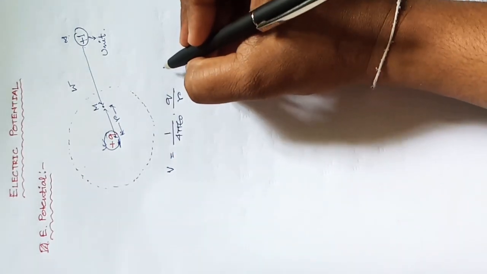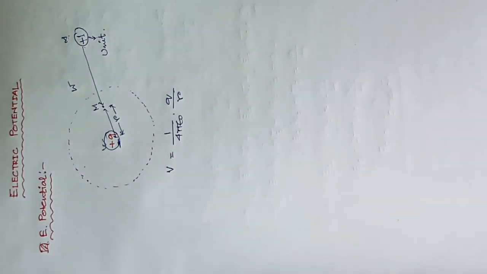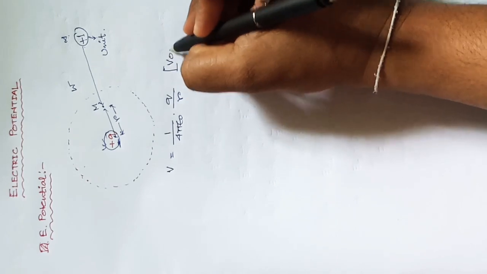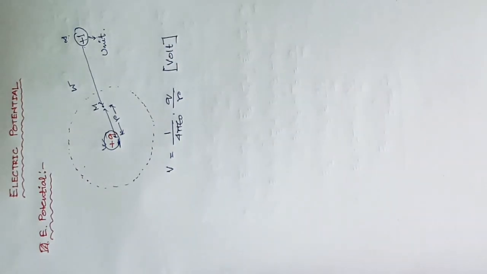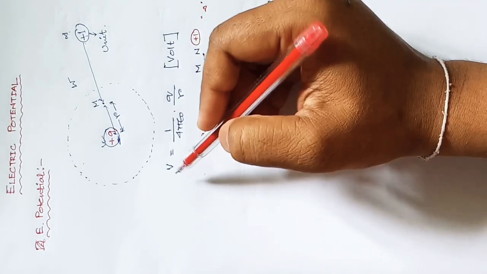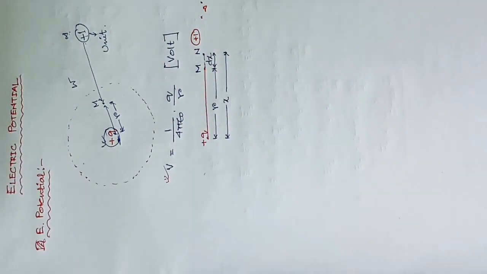Clear? It is a scalar quantity and it is not having any kind of direction. So it is simply a scalar quantity and its unit is volt. Now we have to find out the expression of this electric potential due to the point charge, means we have to derive this expression of the potential.